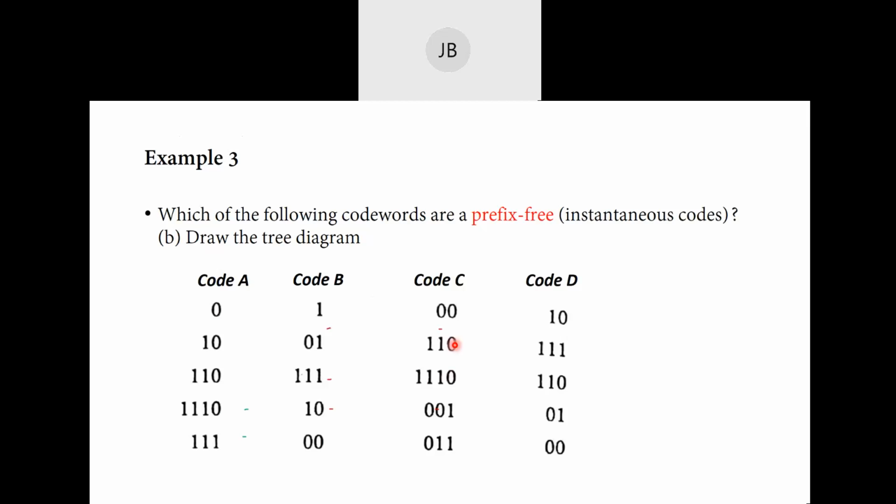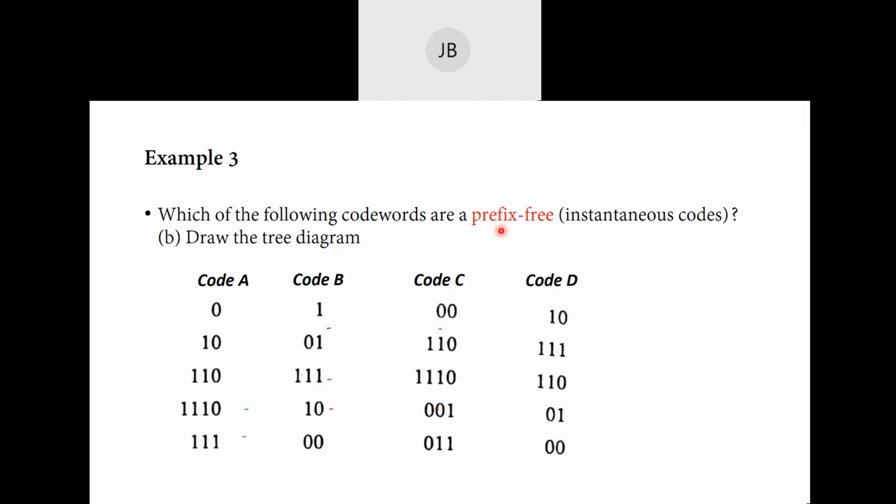So now in the next example, which of the following code words are prefix free? That is instantaneous codes that we need to find out. So first one, we need to draw the tree diagram in the next case. There are four code words given. We need to find out which of them is prefix free.